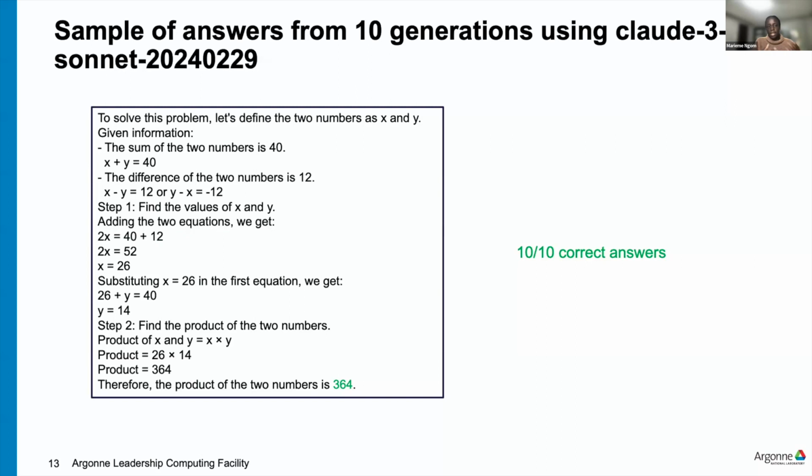So this is just an example to show you, if you are interested in things like math capabilities, what questions you can use and how to prompt your large language model to show you how it's reasoning.